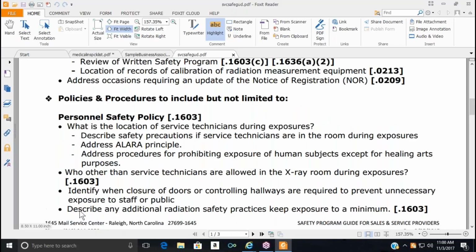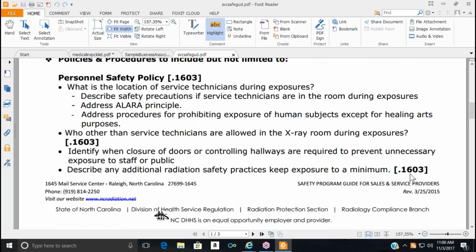And describe any additional radiation safety practices keeping exposure to a minimum. Well, you can say we're very conscious of collimation as of November 2nd, 2017. After our recertification program, we instituted these steps. And if you're trying to document the steps I showed you, that's an example of a radiation safety practice that will keep exposure to a minimum. Collimation solves a lot of radiation efforts and situations.